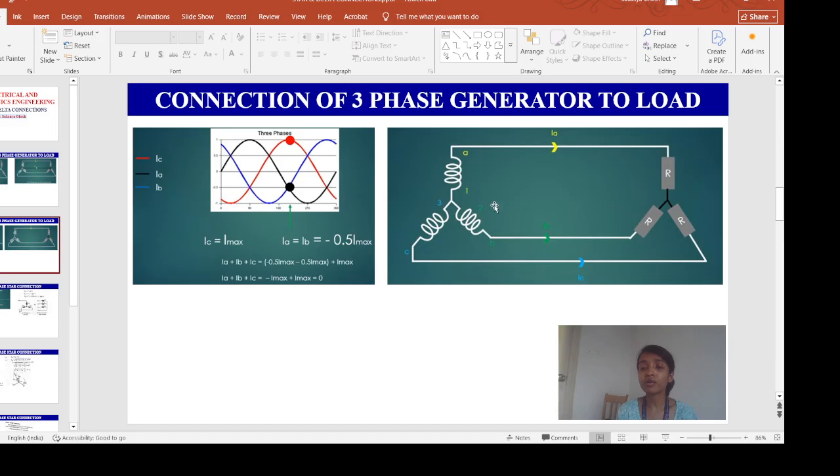Okay, then only we can remove the neutral conductor. But if we have unequal loads, then what will happen? It will cause unequal voltage drop across each load, and in that case we have to include the neutral conductor. Otherwise, if we have balanced or equal loads, then since the current flowing through that neutral conductor is 0, we can easily eliminate the neutral conductor from our circuit, and it won't affect the voltage and current in the network, and in this way we can reduce the cost of the conductor.